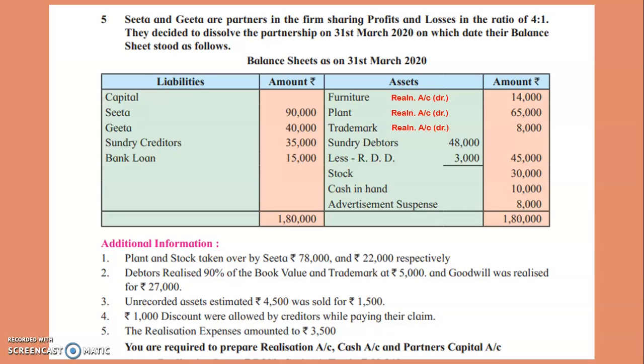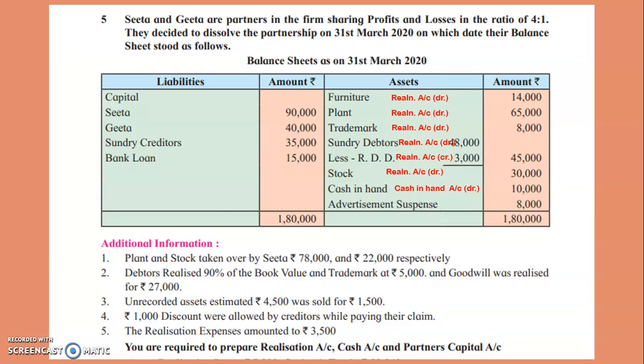Now sundry debtors, rupees 48,000 in inner column. There's RD, rupees 3,000. Here we have to show 48,000 on the debit side of realization account, and RD of 3,000 will be shown on the credit side of realization account. Then stock on the debit side of realization account. Cash in hand, we'll be preparing cash in hand account. So we show this 10,000 as opening balance in cash in hand.